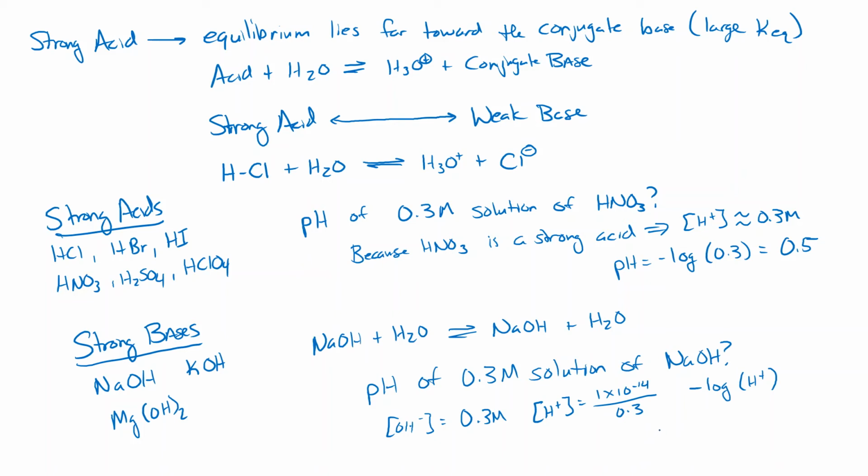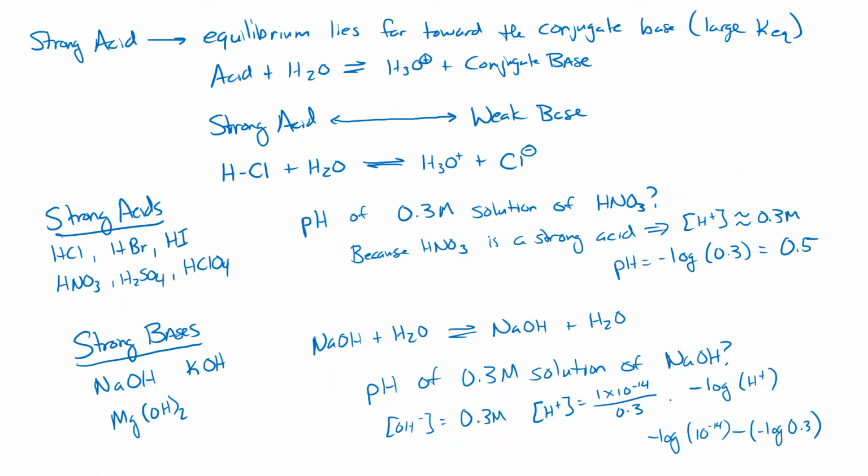And what we'll end up with is we have the negative log of 10 to the negative 14th minus the negative log of 0.3, right? And this is because when you have a quotient, when you have a ratio here, the log of the quotient is the difference of the logs. So we can take the log of 10 to the minus 14th, and subtract the log of the denominator. Right?